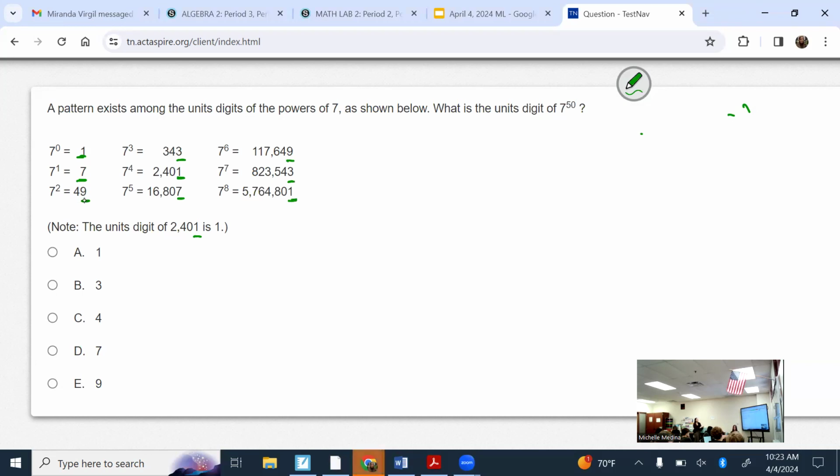So it goes 1, 7, 9, 3, 1, 7, 9, 3. What's going to be the next one? 1. Then 7. What's going to be the next one? 9, and then the next one. That would go with my 7 to the power of 9, 7 to the power of 10, 7 to the power of 11. You could keep that pattern going all the way up to 7 to the power of 50, especially if you didn't know how else to get the answer. But there is a way.